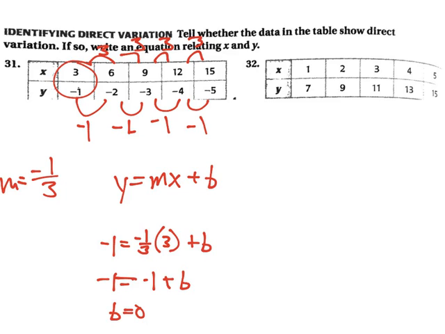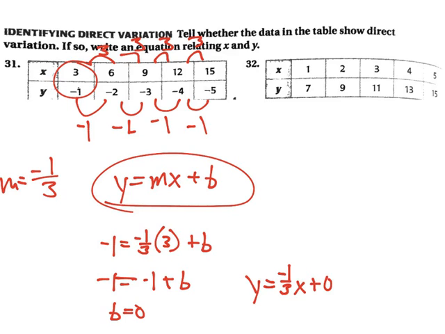Therefore, if I was to go back and rewrite this into this equation, I would get y equals -1/3 x plus 0, or y equals -1/3 x, which means there is no y-intercept. The y-intercept is 0, so this is a direct variation. Yes, direct variation.